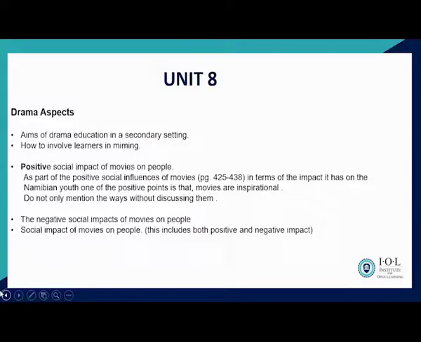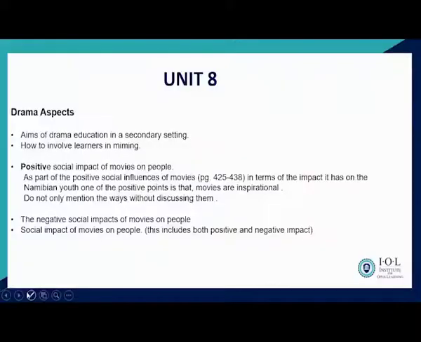Please study or read through this one also. How to involve learners in miming. What is miming? Miming is presenting a message without any words. You create a scenario when you explain something to your learners or to the next person without saying a word.